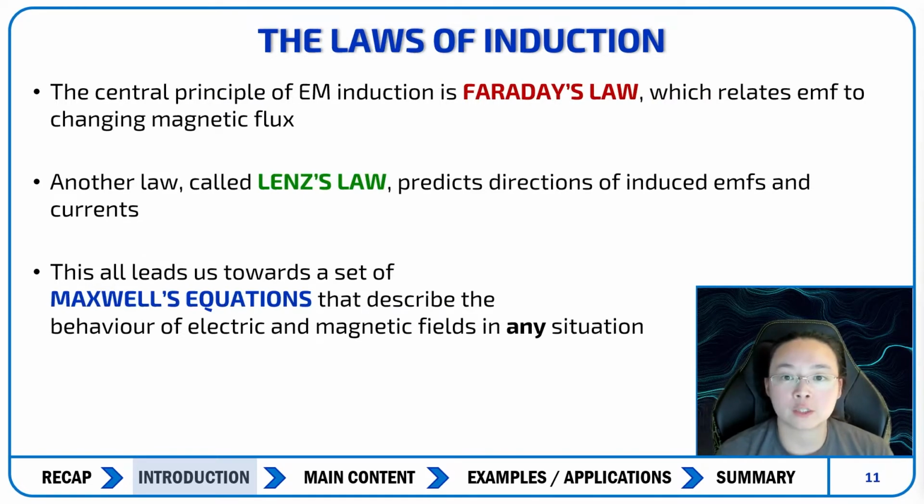For laws of induction, the central principle of EM induction is Faraday's law, which is a Maxwell's equation. It helps relate EMF, or a voltage, to a changing magnetic flux. Another law, called Lenz's law, helps us predict the direction of an induced EMF and current. Lenz's law is a portion of Faraday's law, which helps us determine the direction of an induced EMF. All of this leads us towards a set of Maxwell's equations that help describe the behavior of electric and magnetic fields in any situation.